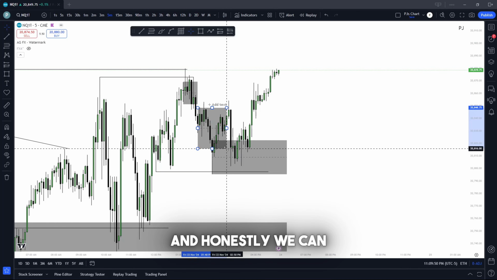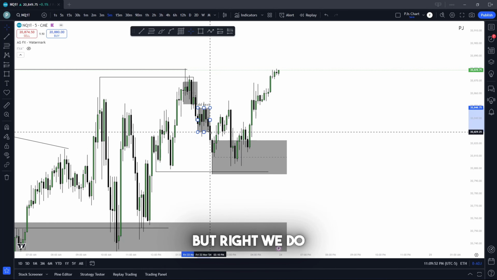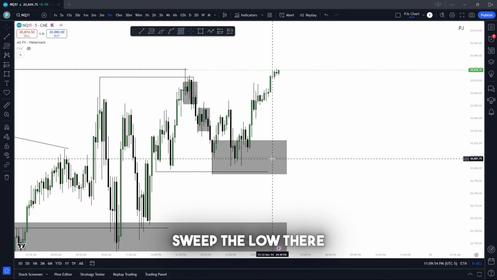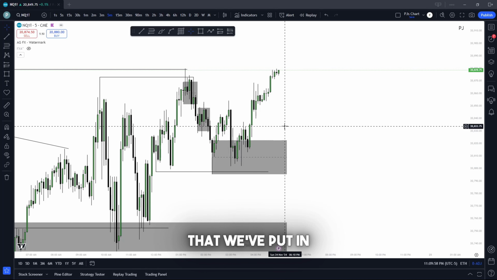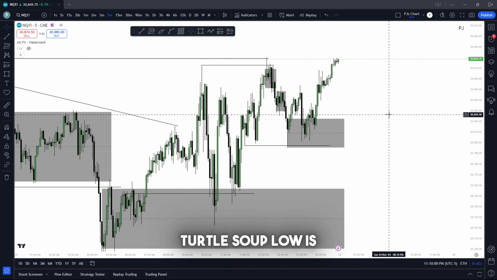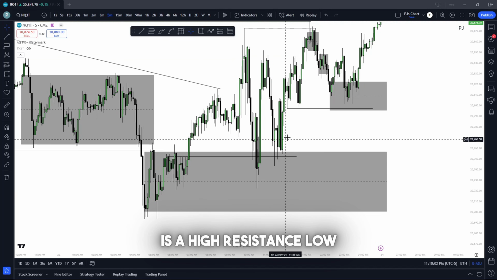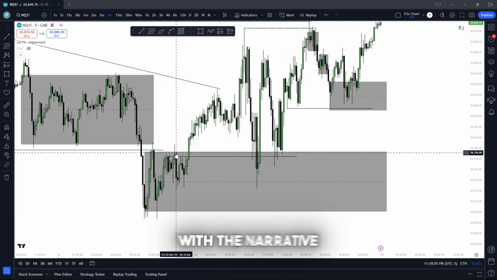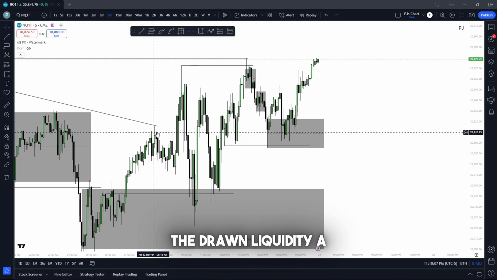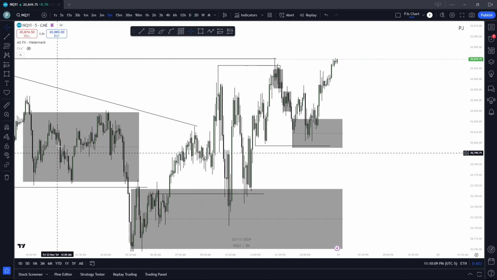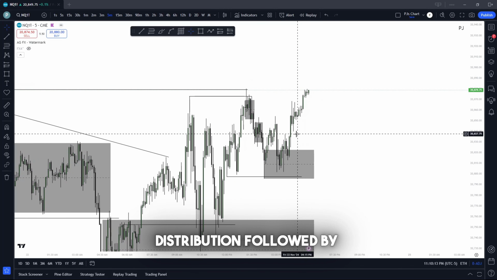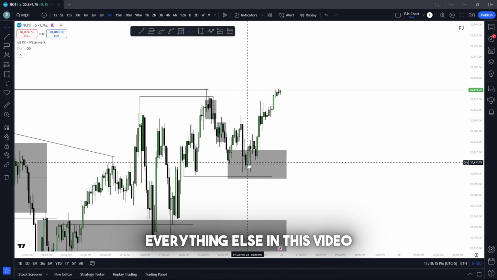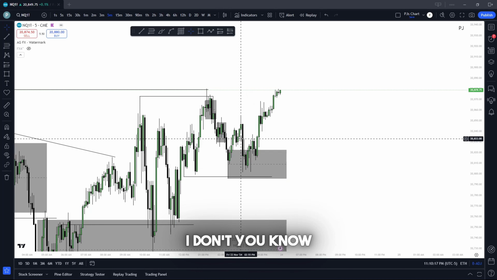And honestly, we can just use this whole leg, but we do sweep the low there. So what's important is the high resistance low that we've put in, and that's what every turtle soup low is: a high resistance low when it makes sense with the narrative, the draw on liquidity, a market maker model, an accumulation, manipulation, distribution, followed by everything else in this video. There's a lot there.